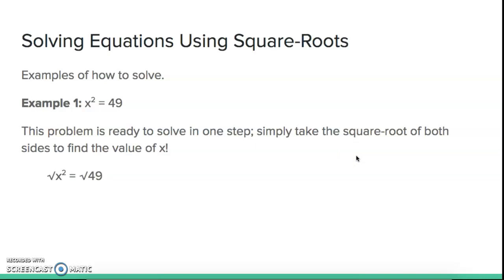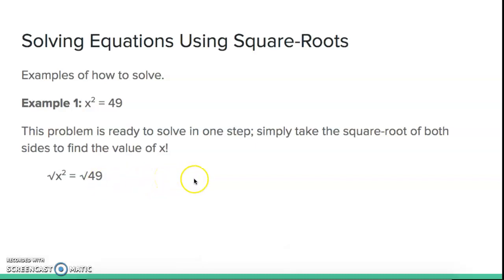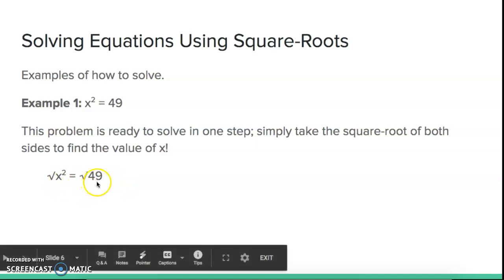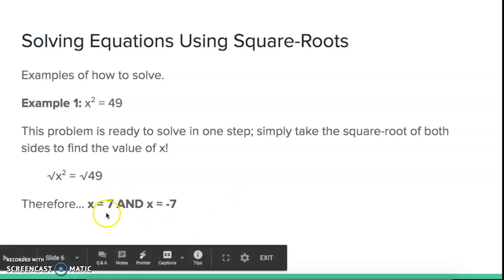It's basically asking you the question, what number times itself will give you 49? And if you thought about the number 7, you would be correct. But you should also remember that x could be negative 7 here, because negative 7 times negative 7 would also give you positive 49. And so that is why the answer is going to be the positive 7 and the negative 7. So again, anytime you have a number squared equal to a positive, all you need to do is take the square root of both sides.